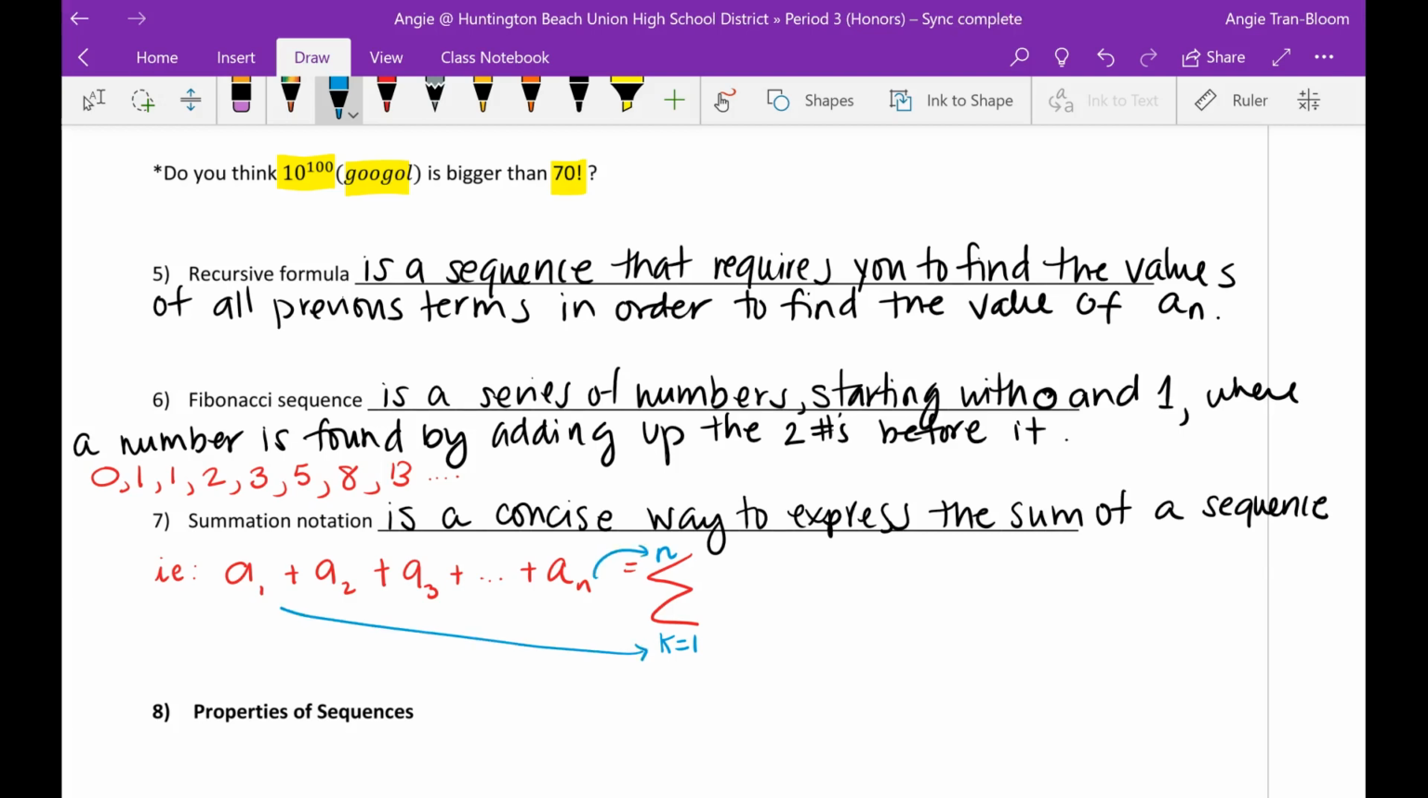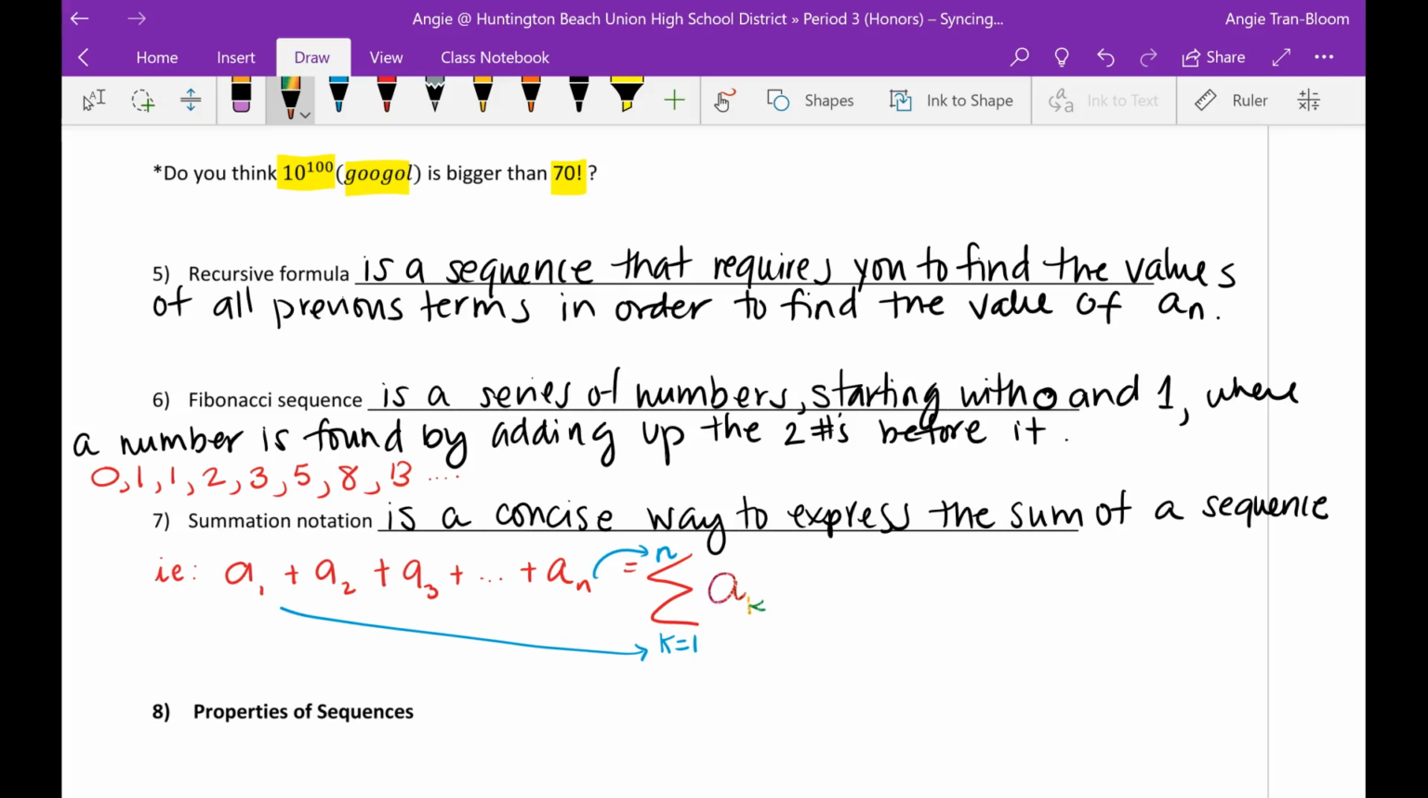And then on this side, which I'm going to write in rainbow, is what do I do to get all of them? So a subscript k. If k is 1, then that's my first term. If k is 2, then that's my second term. If k is 3, that's my third term. If k is n, that's my nth term. So this is a quicker way to express the sum of a sequence.